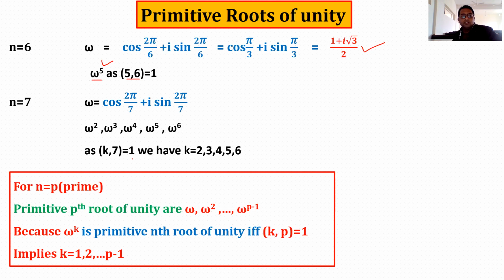So in general, you can observe here that whenever you have n equal to a prime p, we have discussed the case for 3, 5, 7, some of the primes. So in general, primitive pth roots of unity will be omega, omega square, up to omega raised to power p minus 1. All of these are primitive pth roots of unity, because omega k is a primitive nth root of unity if and only if GCD of k and n is equal to 1. And if p is a prime number, then obviously all the numbers less than p have GCD equal to 1 with p. So that's why omega, omega square, up to omega p minus 1 are all the primitive pth roots of unity in C.